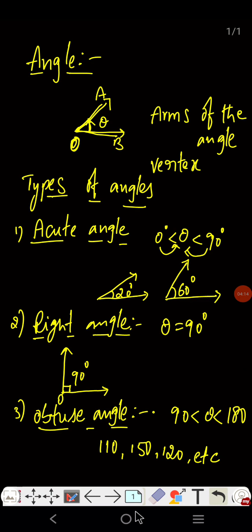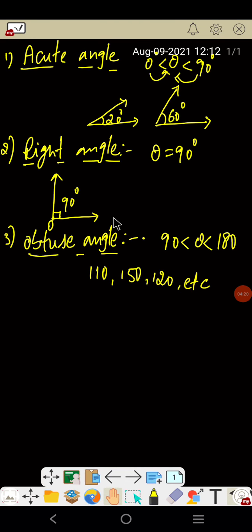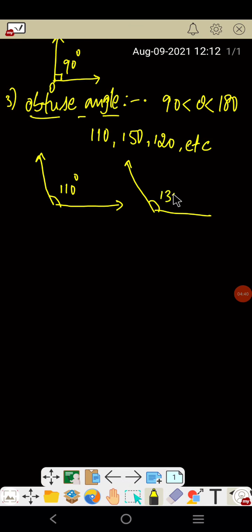Is it clear? We can show the diagram like this. Assume this is 110 degrees, because it is more than 90 degrees. We can show like this also, 130 degrees. It is also an obtuse angle only.